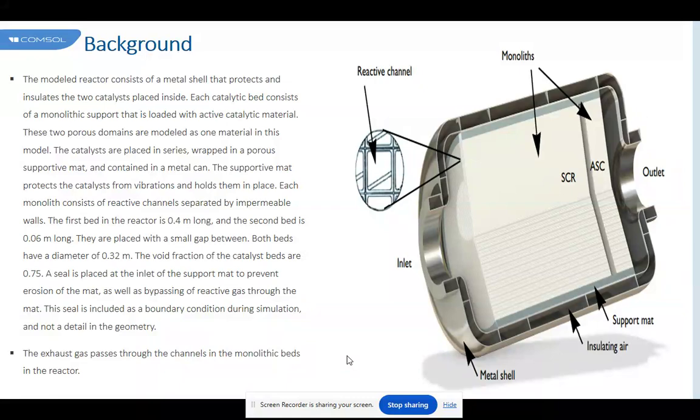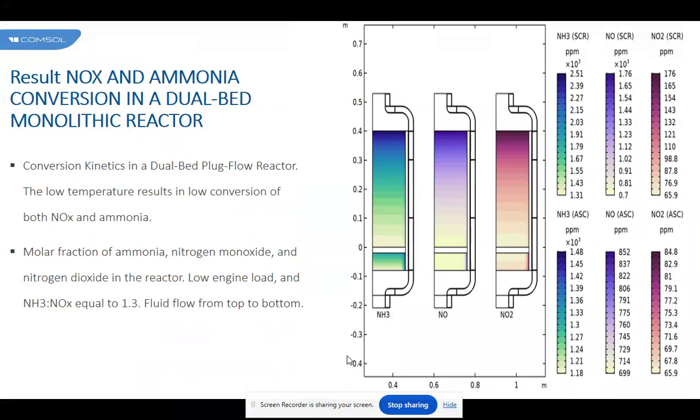The model equations. The present example takes a pseudo-homogeneous approach to model the thousands of channels present in the monolith reactor. No mass is exchanged between channels, so each channel is described by one-dimensional mass transport equations. Furthermore, we assume fully developed laminar flow in the monolith channel, such that the average flow field is proportional to the pressure difference across each bed.